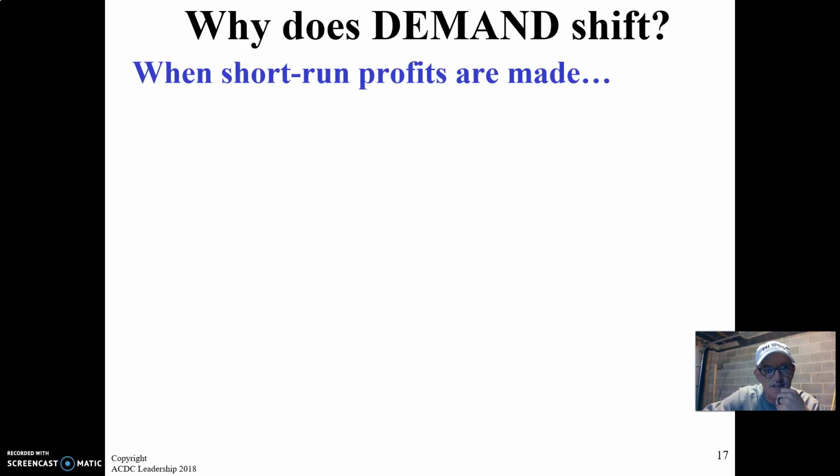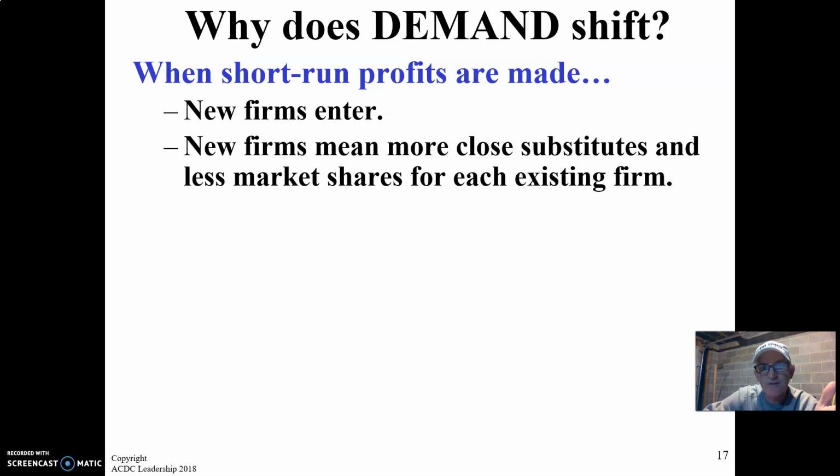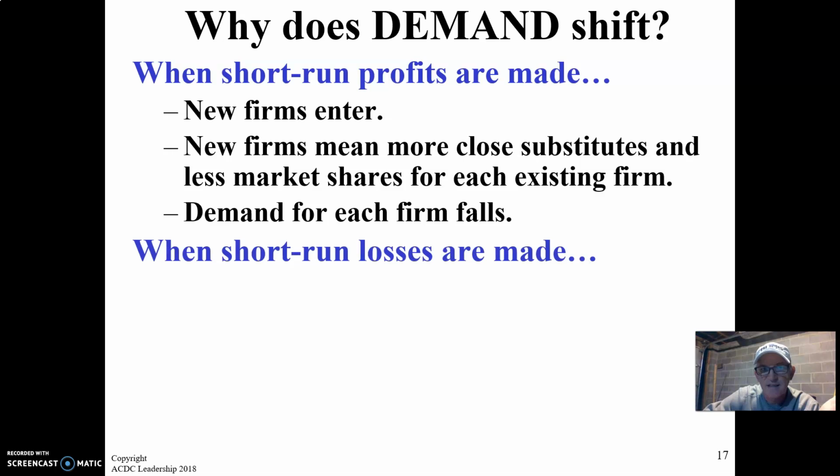Well, we talked about it just a second ago, but just to reconfirm, when short run profits are made, firms are going to enter. New firms means that there's a substitute, and that's less market share for me. People are going to go buy that other product, therefore my demand is going to fall.